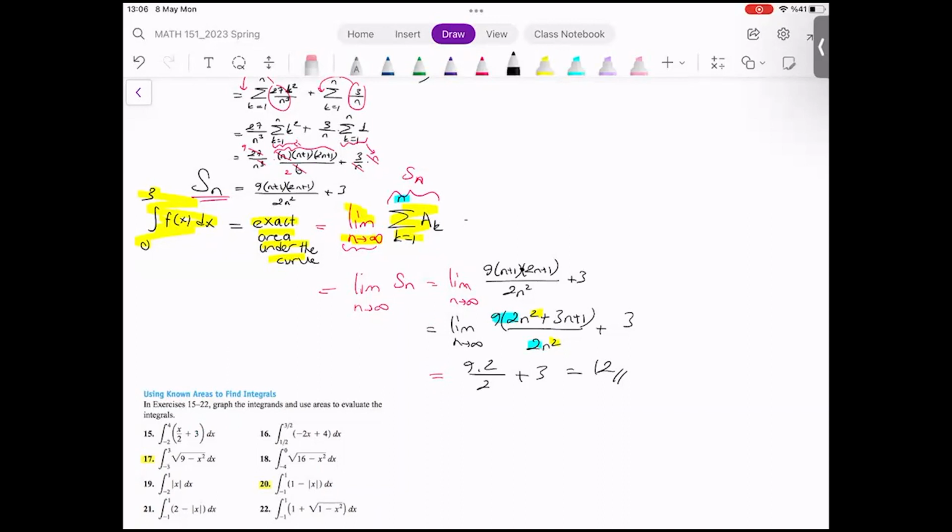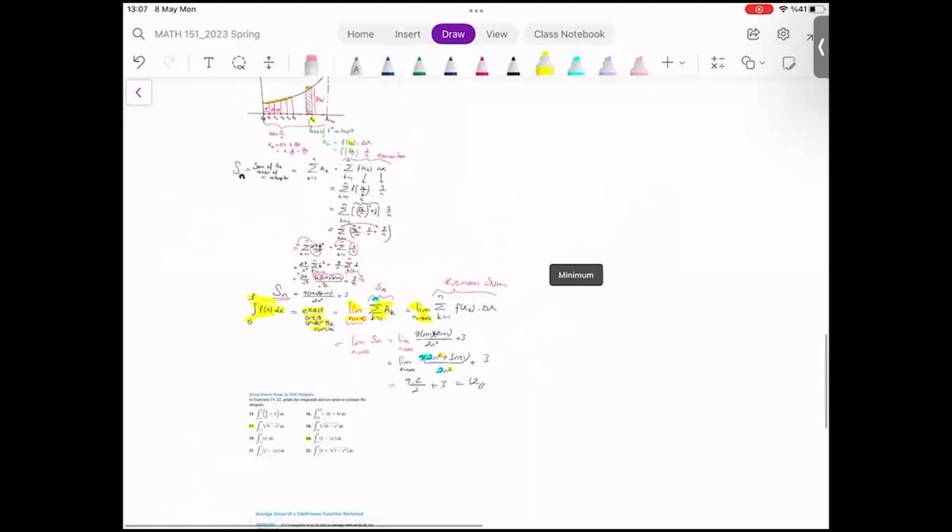Let me also write one more expression, which is the Riemann sum. So what is the expression for A_k? It is height times the base. So this is what we call the Riemann sum, if you like. And if you take the limit as n goes to infinity of the Riemann sum, you find the exact value of the definite integral. In other words, you find the exact area under the curve.